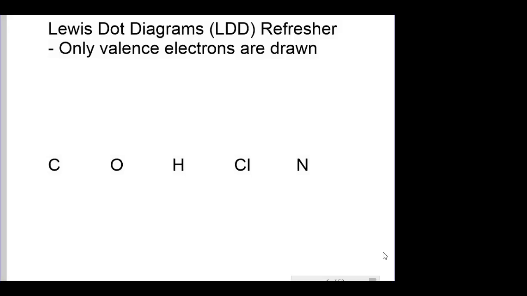The model which shows only the outermost energy level's electrons is called a Lewis dot diagram, or LDD for short. When we show a Lewis dot diagram, 1 dot is equal to 1 electron. We saw on the last slide that carbon had 4 valence electrons. That would be its Lewis dot diagram.